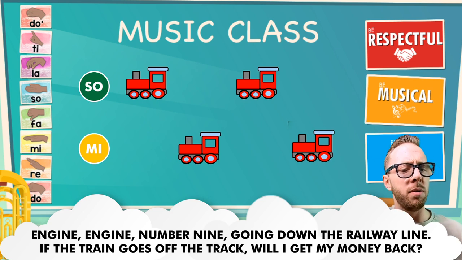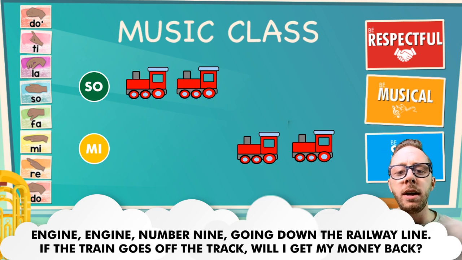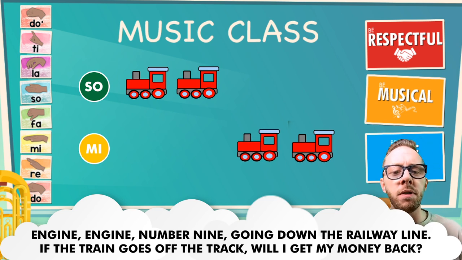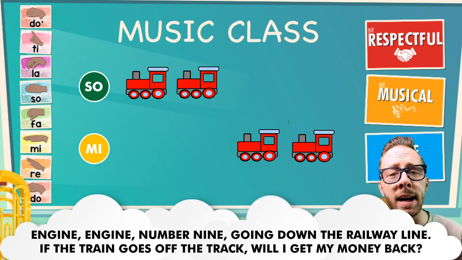While I change it, can you sing our song, Engine, Engine Number 9? Engine, engine number 9, going down the railroad line. If the train goes off the track, will I get my money back?